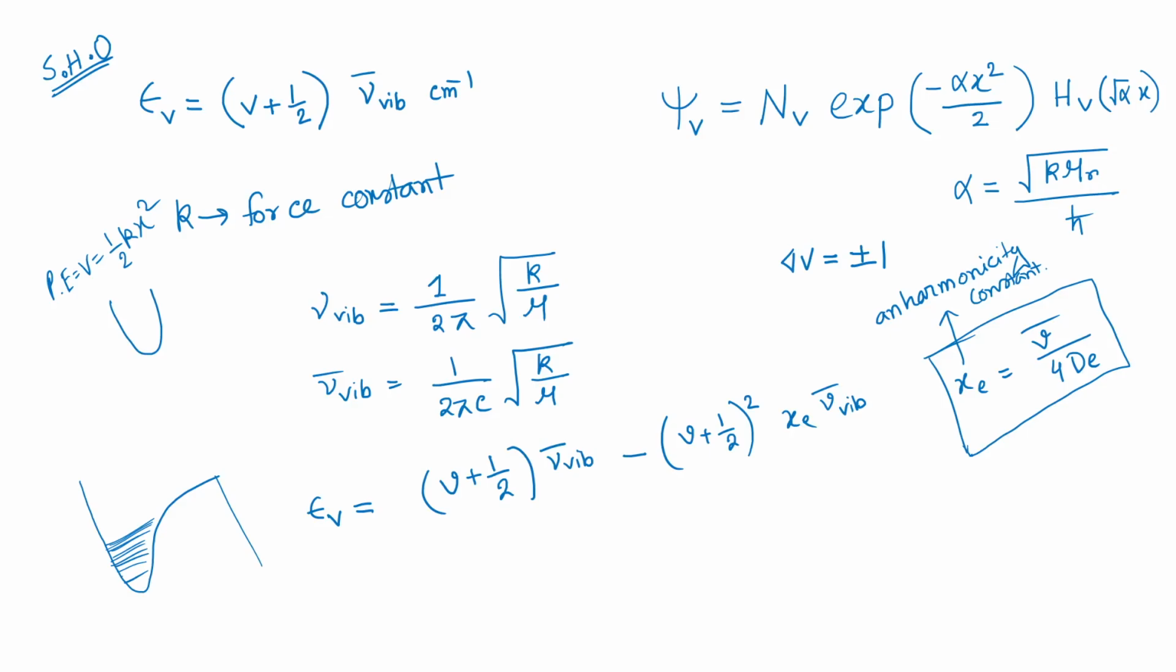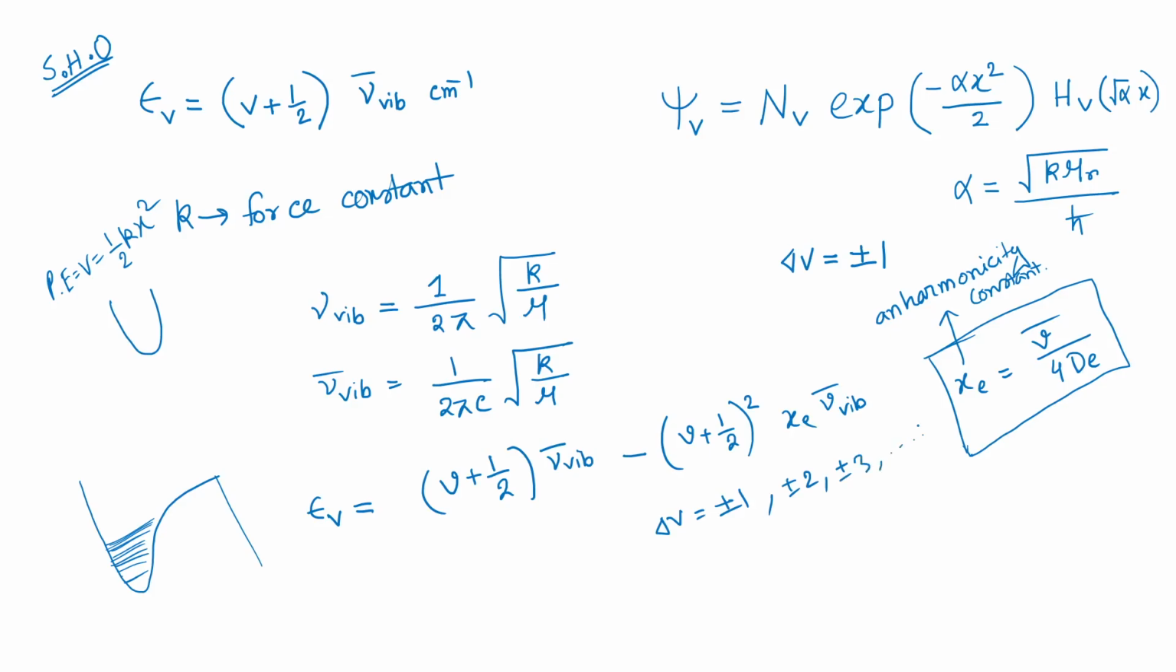Okay, so that part is done. Now, what would be the selection rule for this? For any value, when anharmonicity is there, then the selection rule becomes not only plus minus one. Now it would also become plus minus two, plus minus three, and so on.